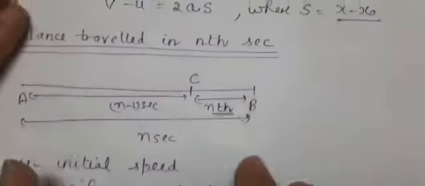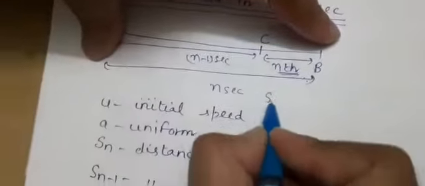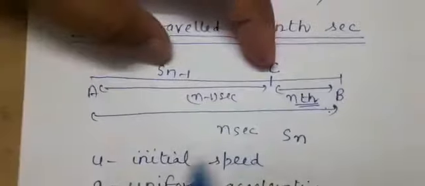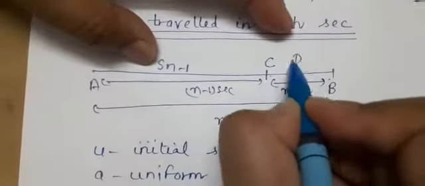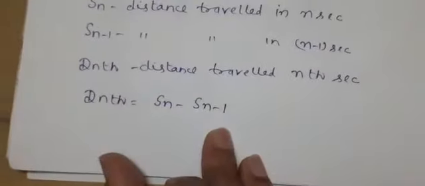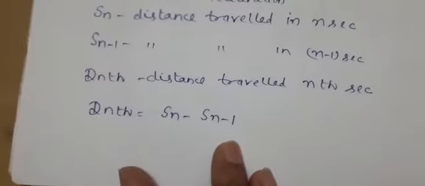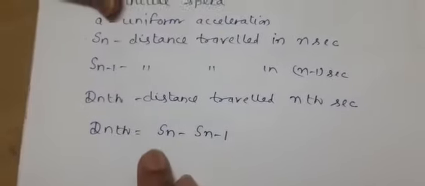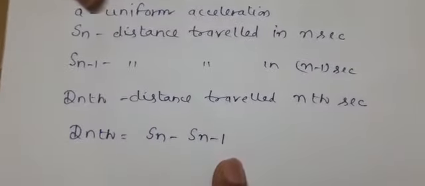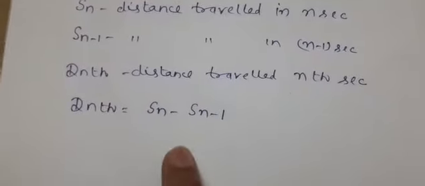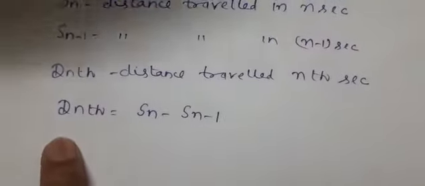See here, the total distance covered in n seconds is Sn, and this distance AC covered in n minus 1 seconds is Sn minus 1. So the remaining distance C to B is dnth, the distance travelled in the last 1 second. Now, as we have obtained the equation of motion s equal to ut plus half at square, in this relation one time we will use t equal to n, and one time we will use t equal to n minus 1.